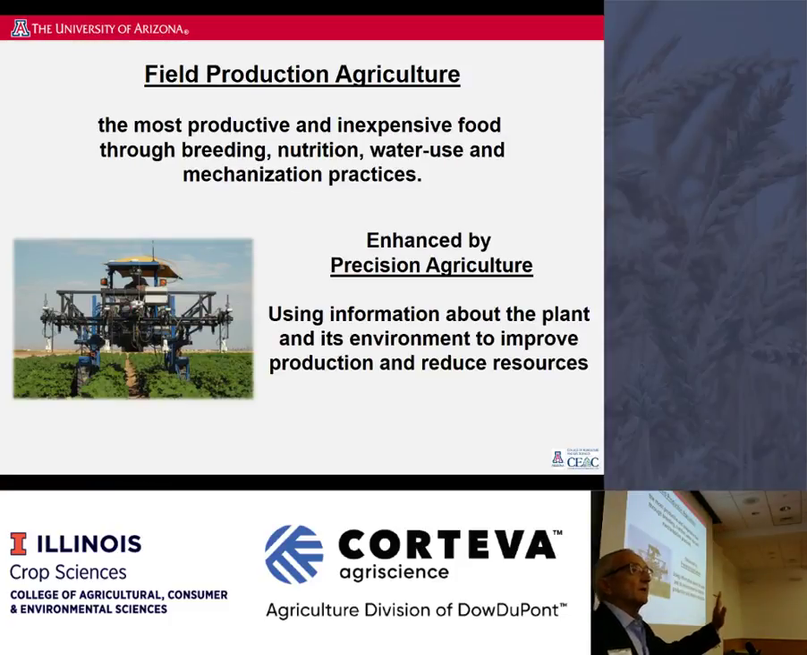Field production agriculture has nothing to worry about. The greenhouse industry will add a supplement to what can be done. I would venture to say field agriculture is the most productive, the most capable to provide inexpensive food that the world has ever seen, because of breeders, because of nutrition, because of irrigation and water use practices, and because of engineering mechanization.